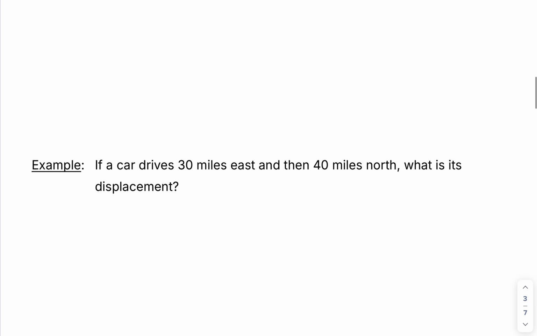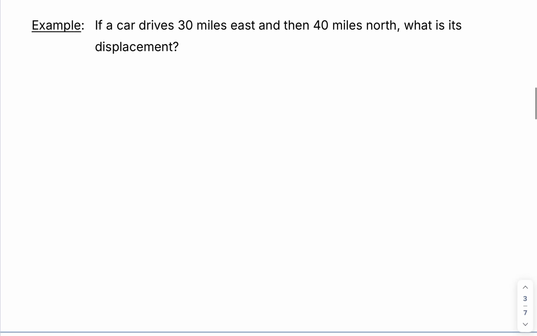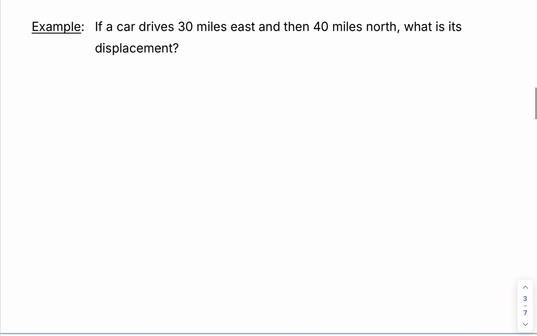So let's take a look at an example. Let's say a car drives 30 miles east and then 40 miles north. What is its displacement? Displacement, that's the key right here. This tells me that our answer is going to need a magnitude, so a number with a distance, and we're going to need a direction. But let's go ahead and draw this out first. So let's say we have a car here.